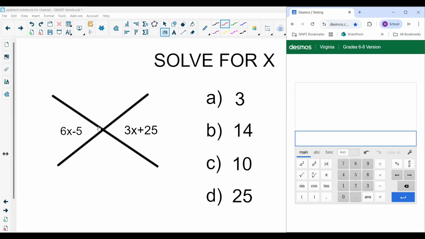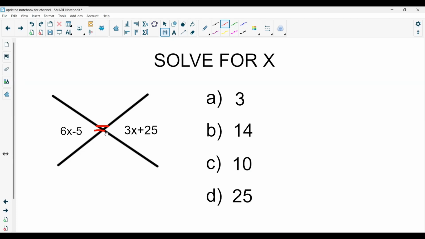Okay, so I know that I have to set these up and make them equal to each other. And on your paper, before you even start typing them in your calculator, you can actually write down what the equation would look like. That way you will know how to put it in your Desmos. So I'm going to write the first side, write my equal sign, because I know that they're across from each other, which means they are equal. They are vertical angles. Okay. So let me just finish writing this out. And then I'm going to open my calculator.